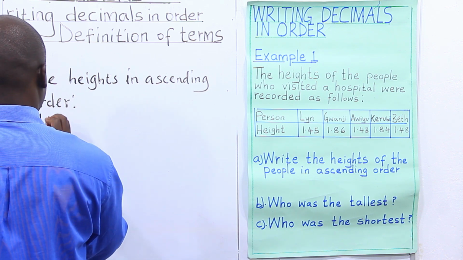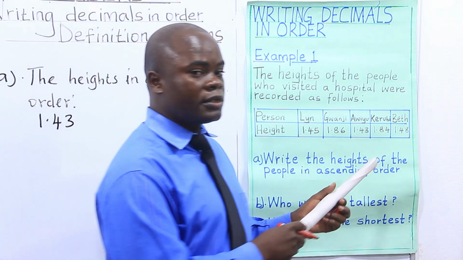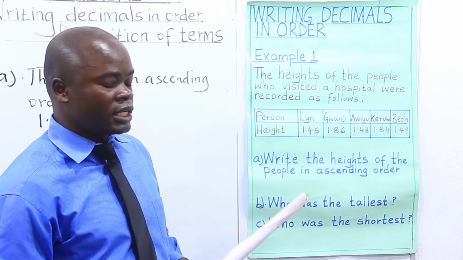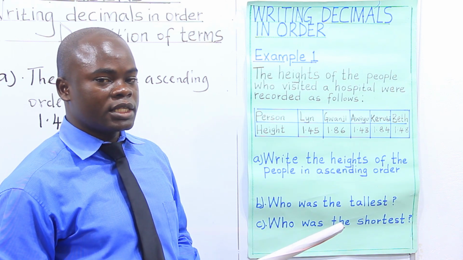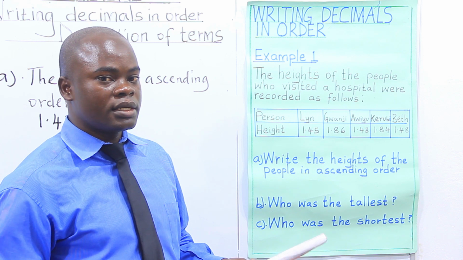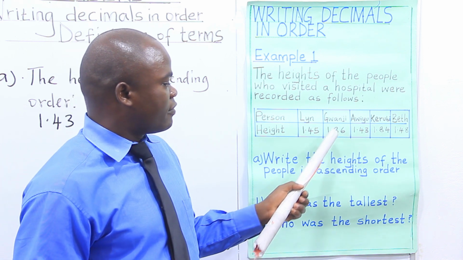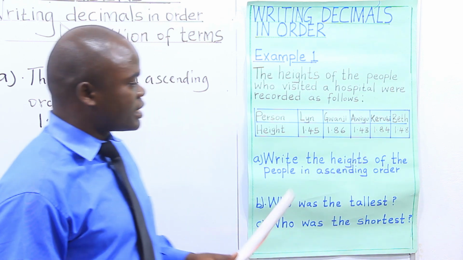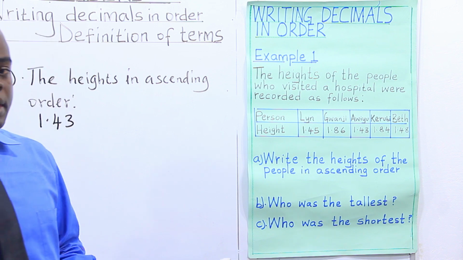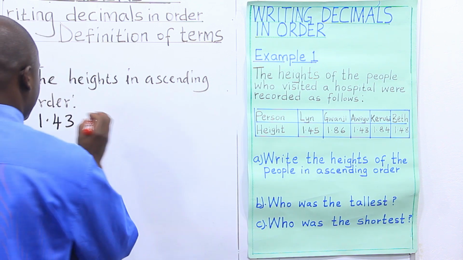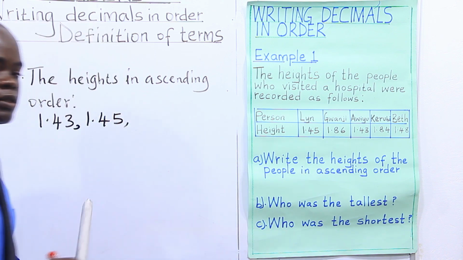So you write 1.43. If you look at the digit 3 for the case of Awiyu, it has got the lowest place value, if you compare the 3, 5, 6, 4, and 8. So the next smallest number we have is Lin with 1.45. So you write 1.45.